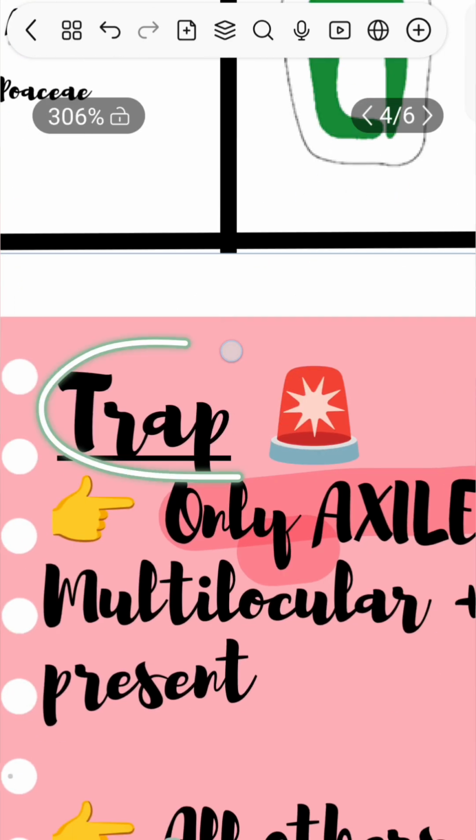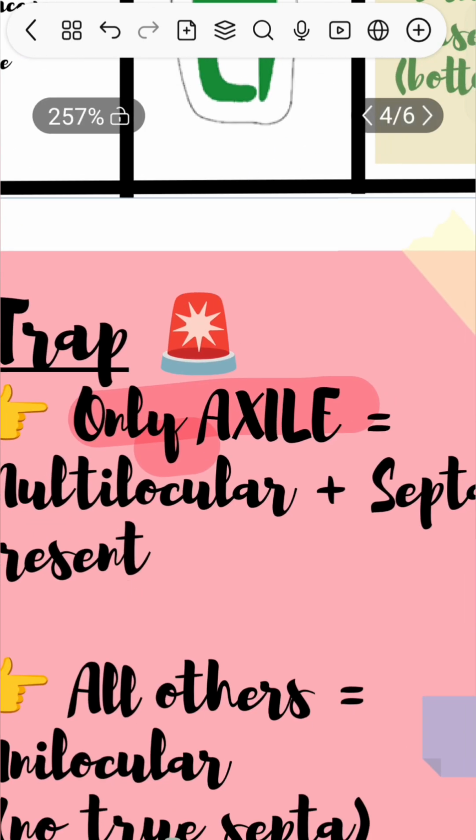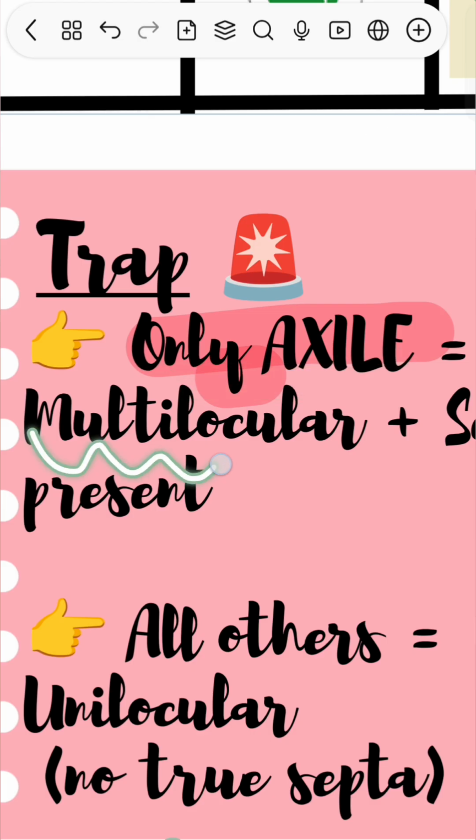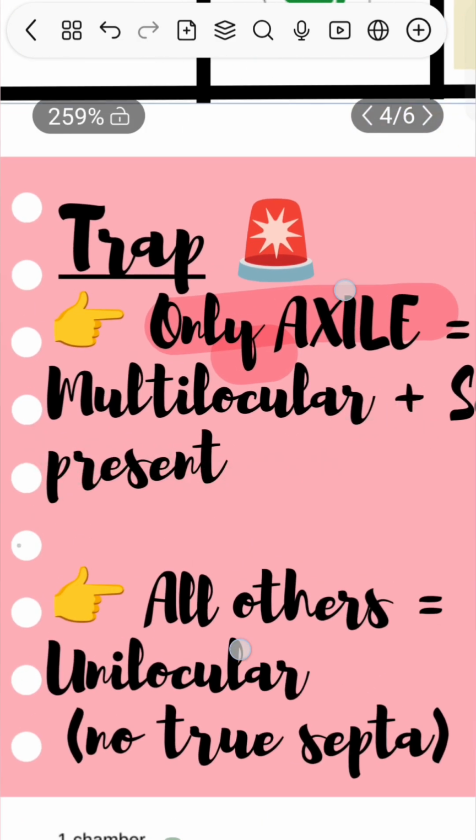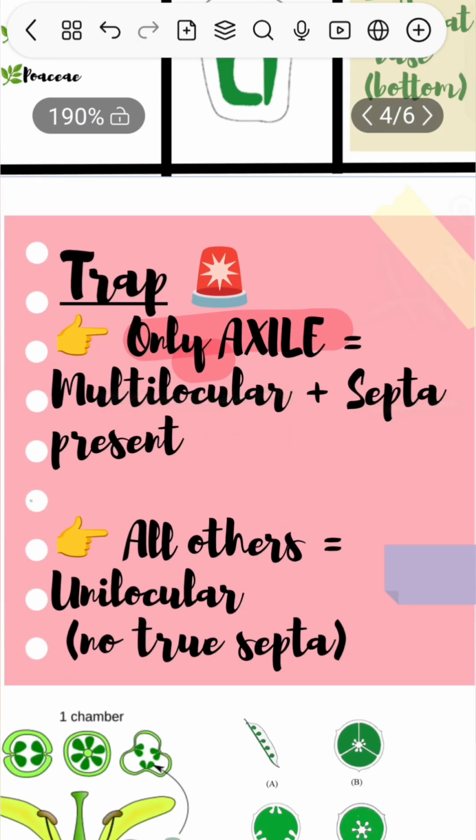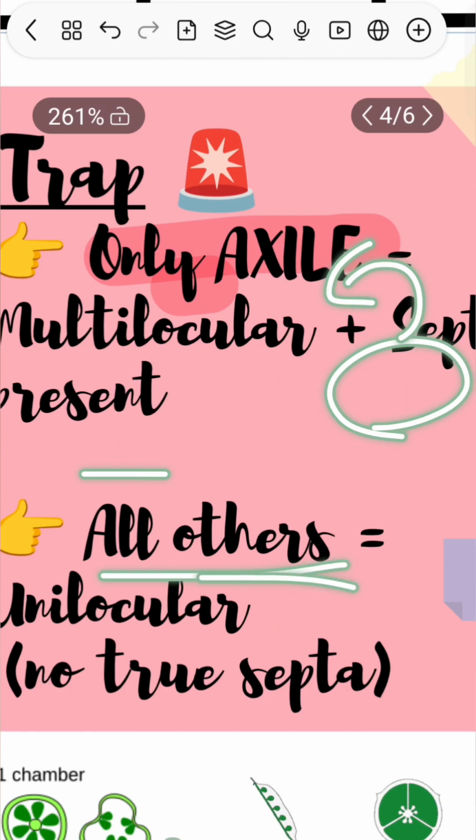Okay, let's see the trap. In the question, what are the traps they can ask? So easily you can memorize. Only in axial, you can see multilocular and septum present. If they ask the keywords multilocular and true septum, true septums present means that is axial. And all others are unilocular.